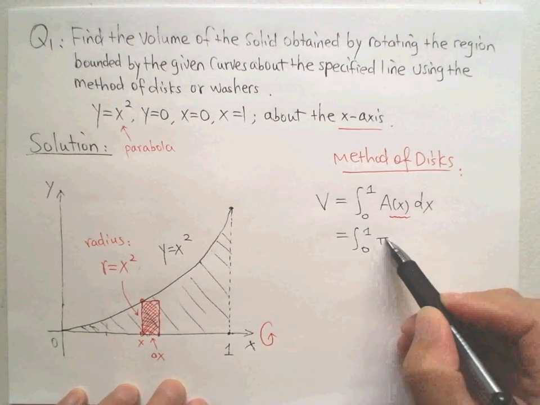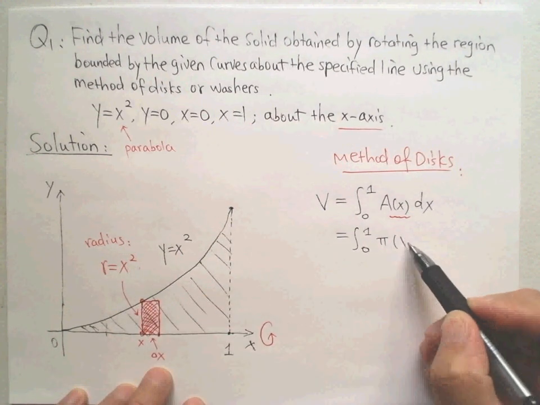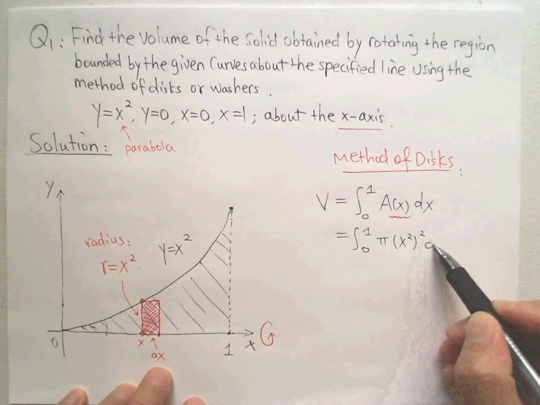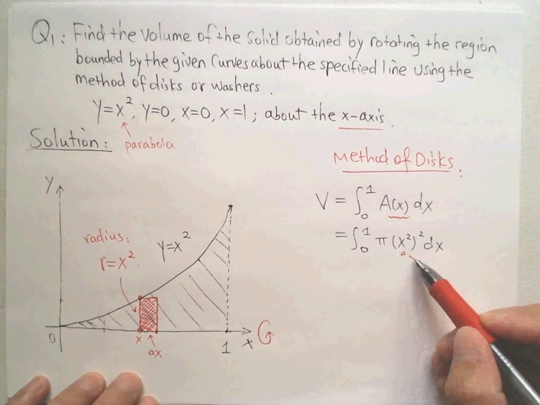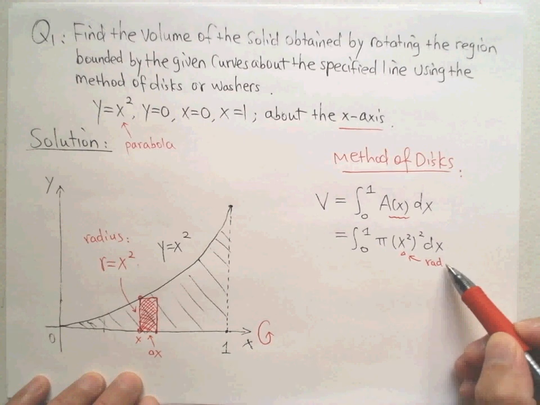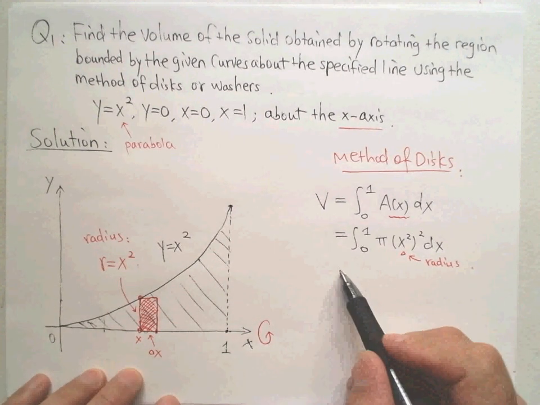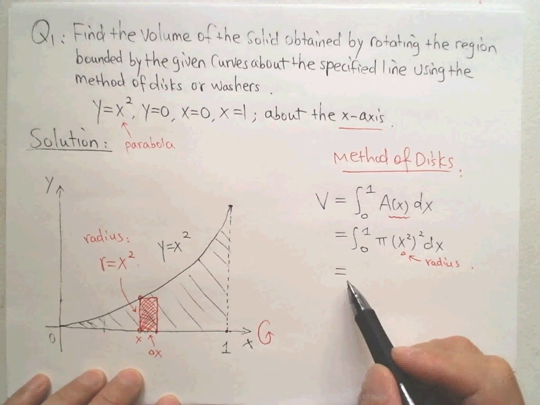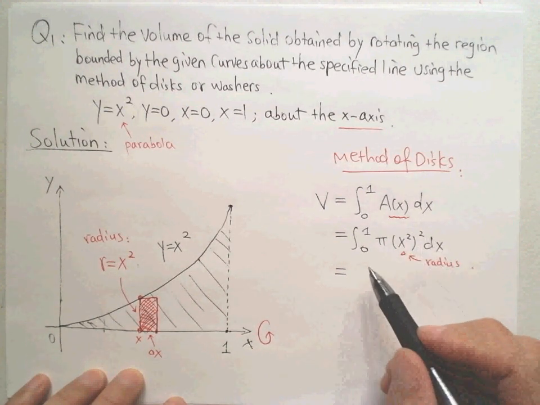Just do this, 0 to 1, pi times r square, right? What is r? We find it's x square, and the square dx. So we just found out this is the radius, right? Radius is done. Good. And then all we need is just the calculation. This calculation should be easy, right?